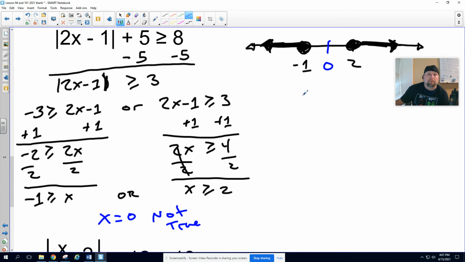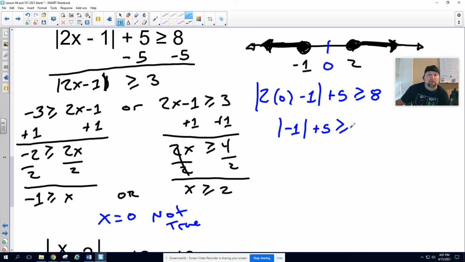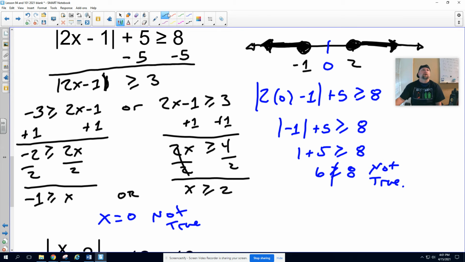And so when we use 0, the absolute value of 2 times 0 minus 1 plus 5 greater than or equal to 8, then we get the absolute value of negative 1 plus 5 is greater than or equal to 8, which is 1 plus 5 greater than or equal to 8. 6 greater than or equal to 8 is not true, which is great news because that means our graph is correct.